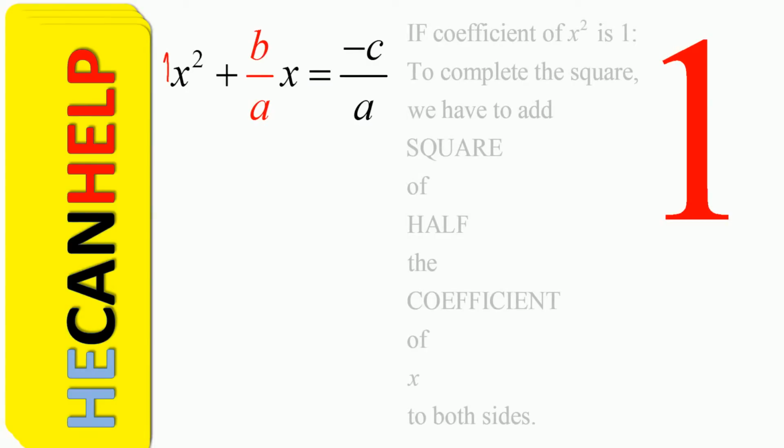If the coefficient of x to the power of 2 is 1, then we can complete the square on the left by taking the coefficient of x, dividing it by 2, squaring it, and then adding it to both the left and the right sides. So let's see how we can do that.